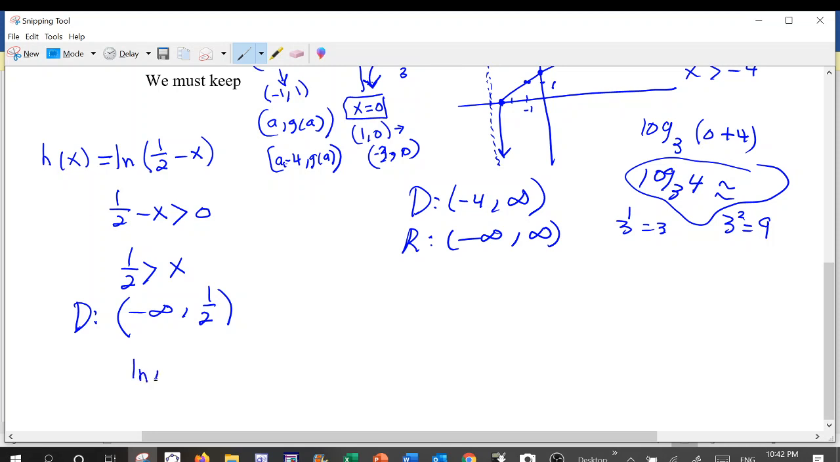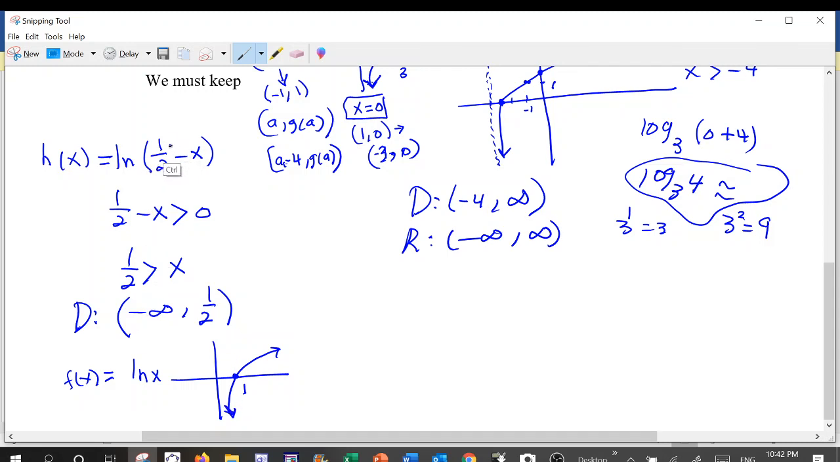So what is ln x? Let's call this f of x. So ln x, we know how to graph it. Again, ln has a base of e, so it's greater than 1. So it's going to look like one of these increasing ones, right? And this point is going to be 1, right?